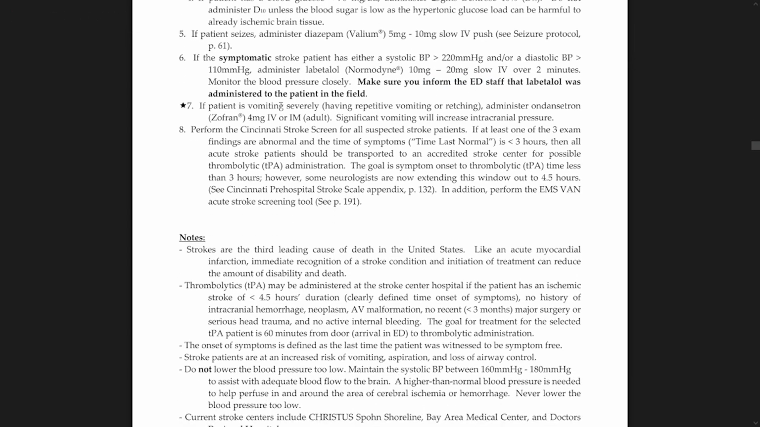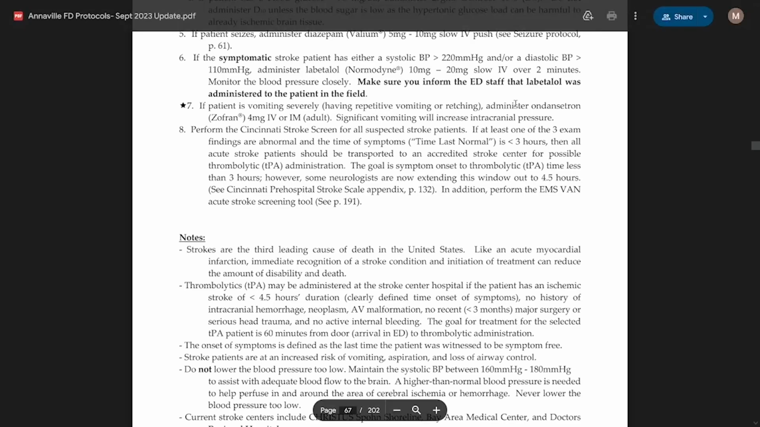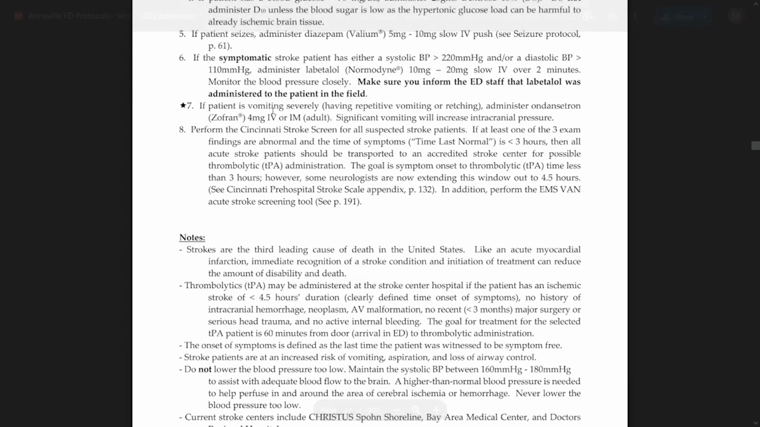If a patient is vomiting severely, having repetitive vomiting or retching, administer ondansetron, or Zofran, at 4 milligrams IV or intramuscularly, but that's for an adult. Significant vomiting will increase the intracranial pressure.